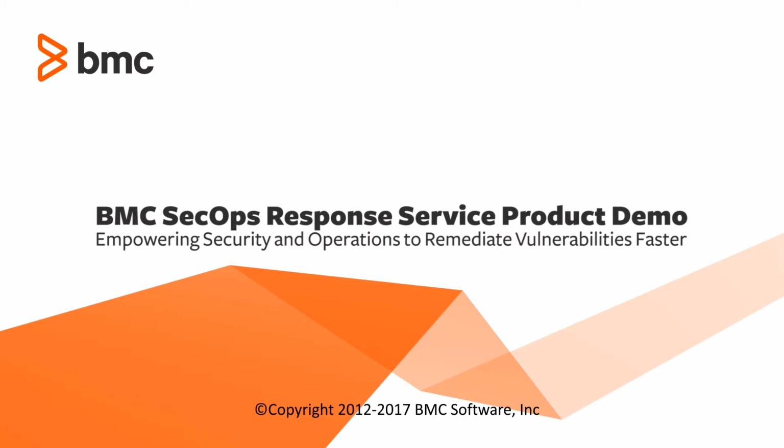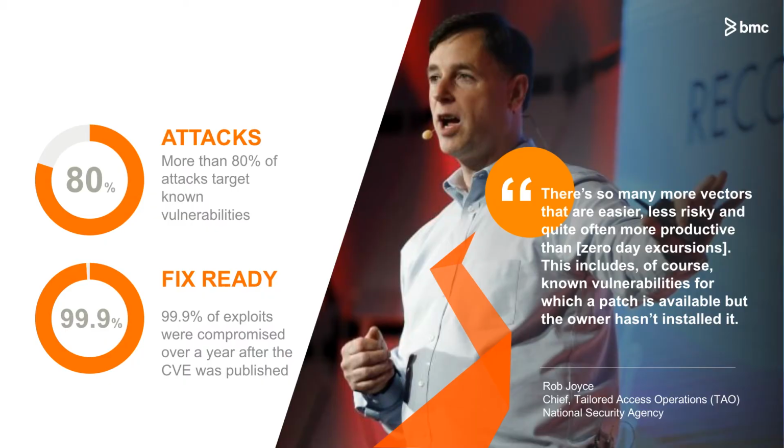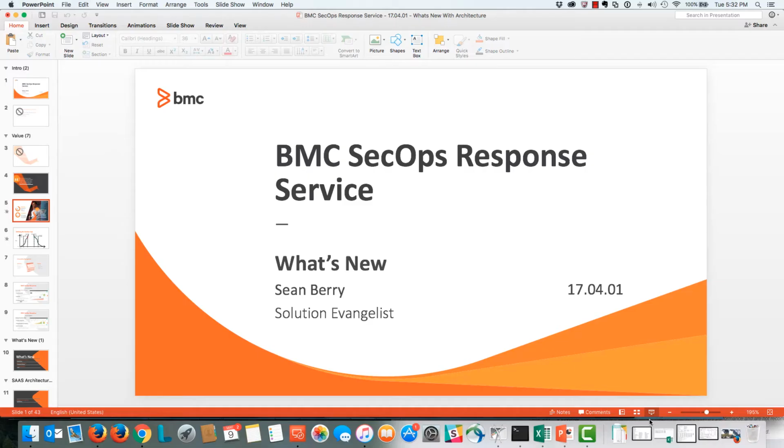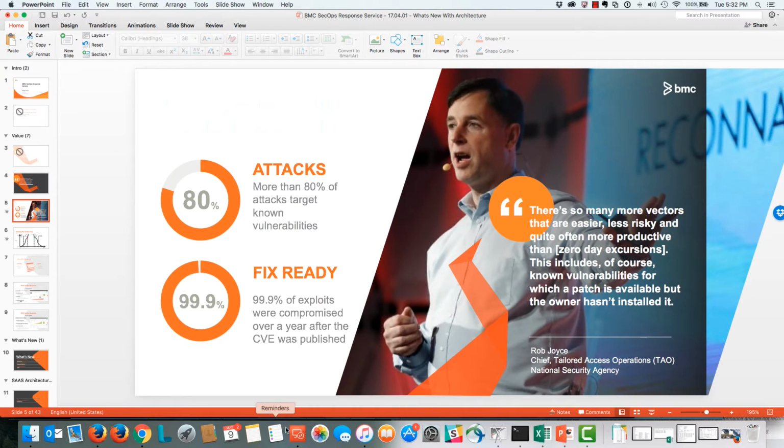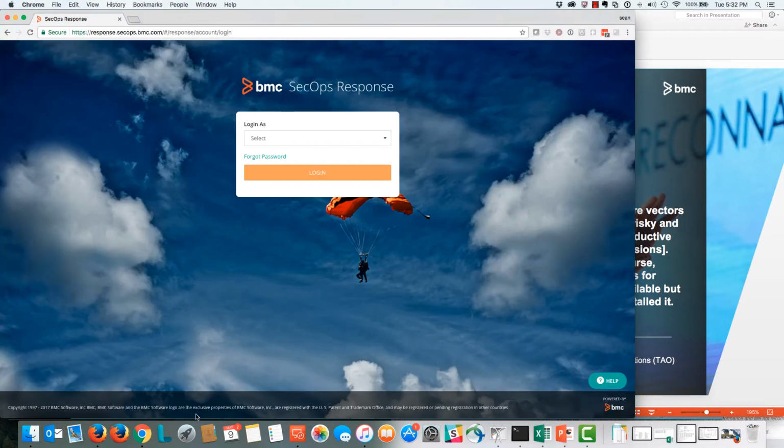SecOps Response Service integrates scan data from the three most popular vulnerability scanners with two of the most popular automation systems, BMC Server Automation and Microsoft System Center Configuration Manager. This matters because more than 80% of attacks target known vulnerabilities, and 99.9% of them, almost all of them, have patches already available for those exploits. If you can patch your systems faster and ahead of the known vulnerabilities, you stand a better chance of staying ahead of the hackers. So what's that mean in the product?